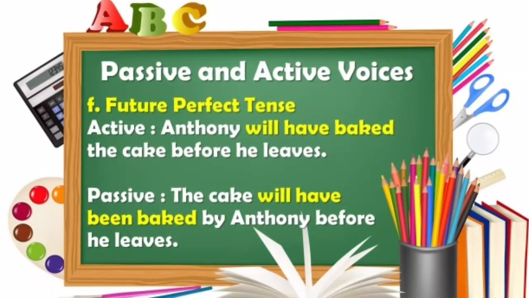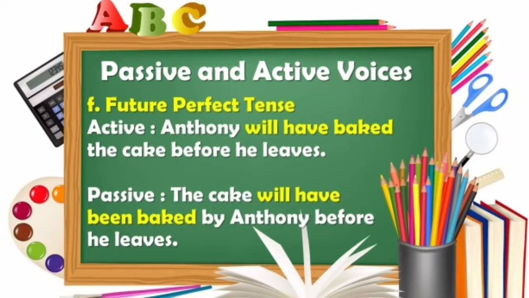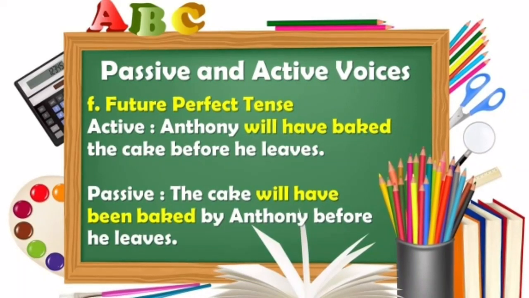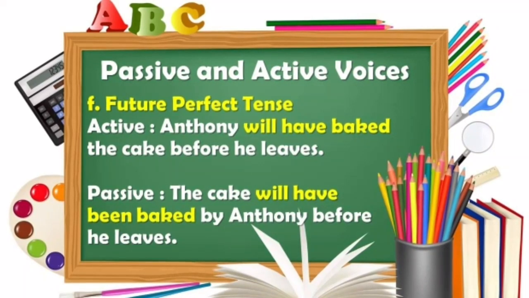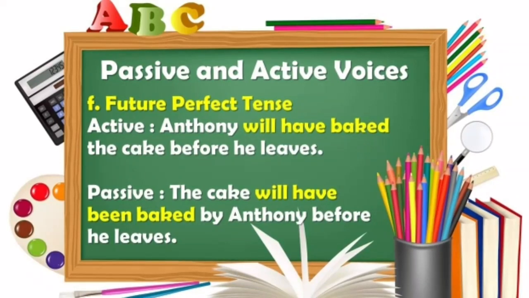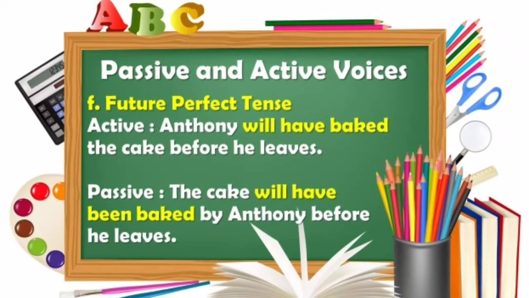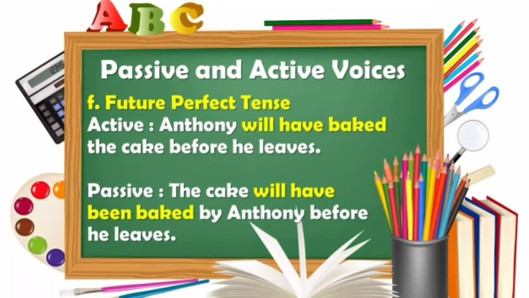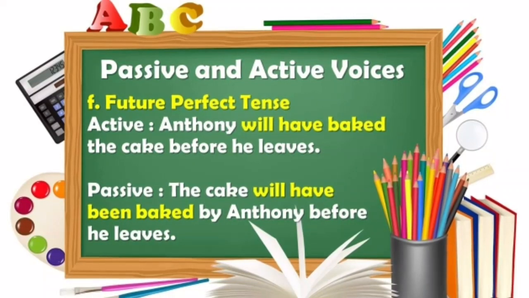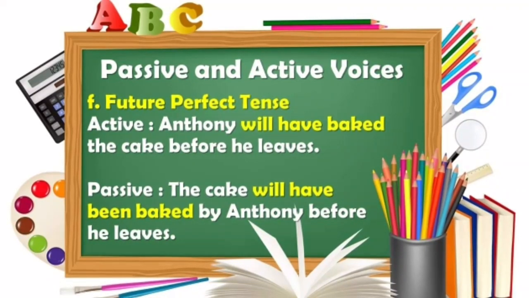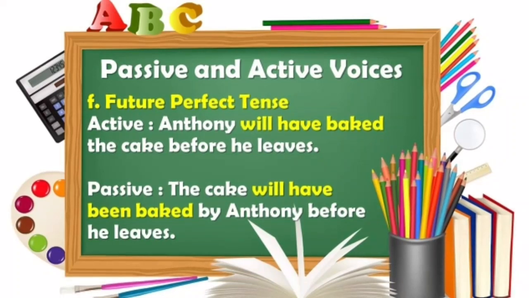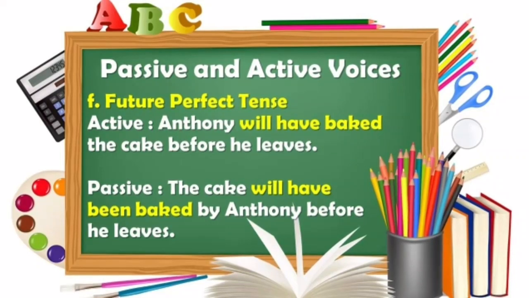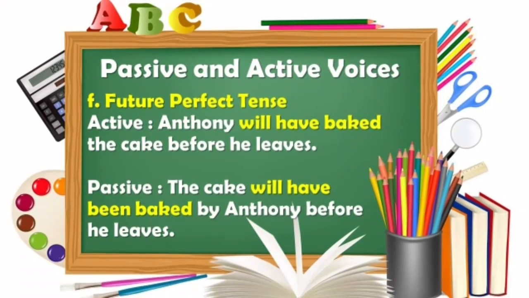The last one is future perfect tense. In active voice, Anthony will have baked the cake before he leaves. Anthony here is the subject, will have baked is the action, and the cake is the object. In a passive voice, the cake will have been baked by Anthony before he leaves. The object is the cake, action is will have been baked, and the subject is Anthony introduced by the preposition by.